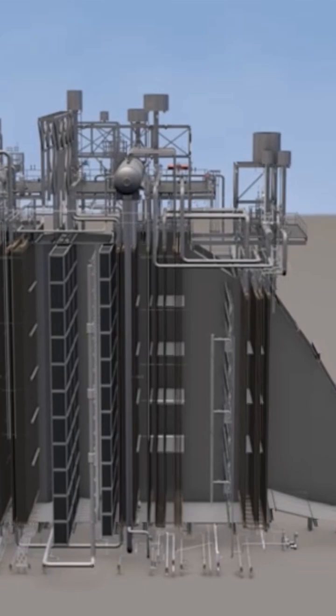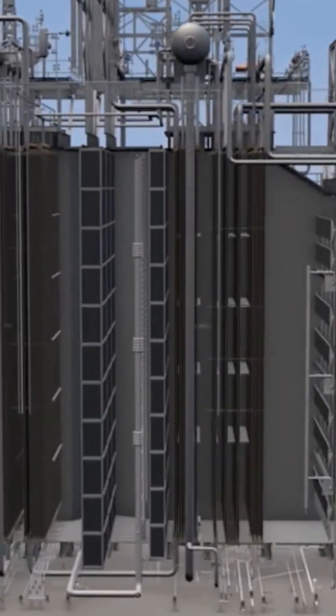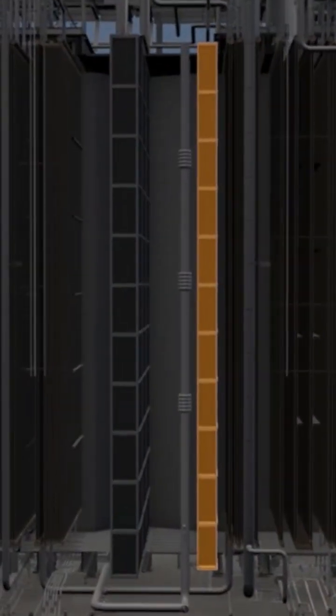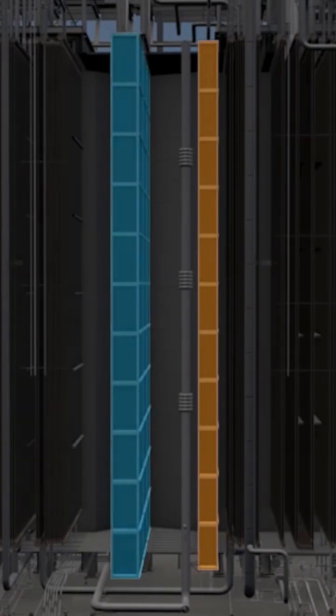While passing through the HRSG, exhaust gases also interact with an oxidation catalyst section, as well as a selective catalytic reduction, or SCR, section. These sections are installed for air pollution control.